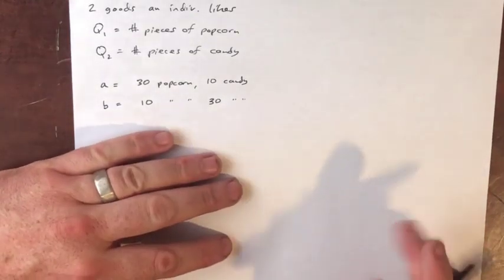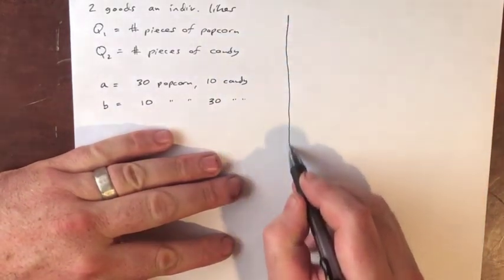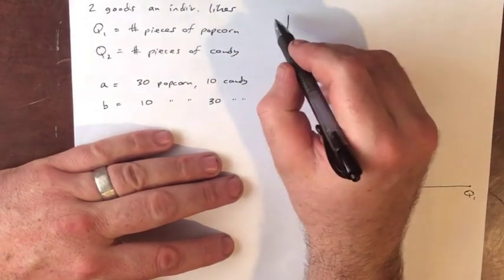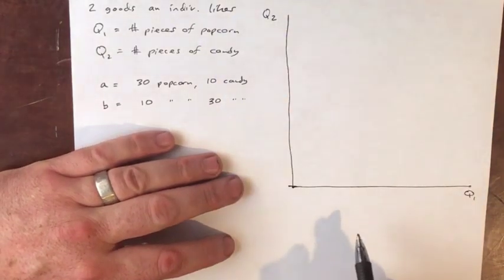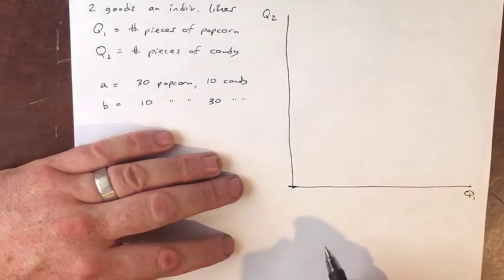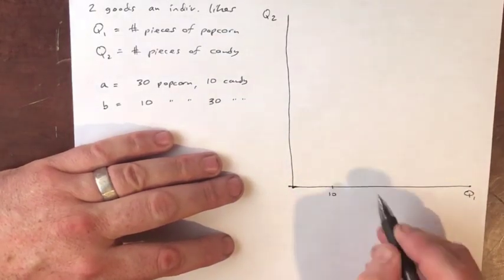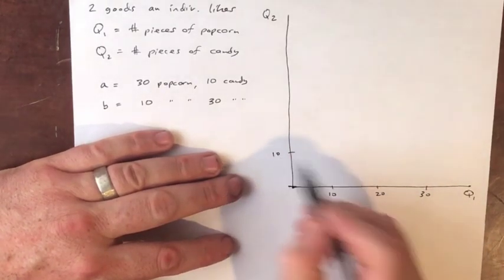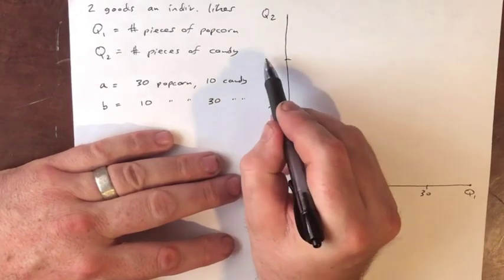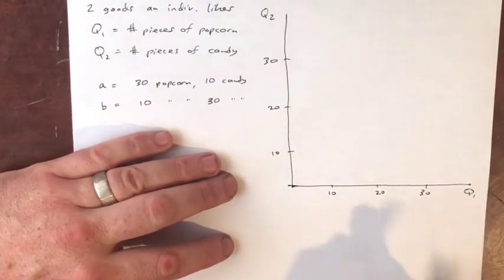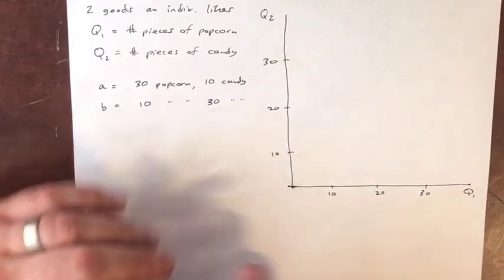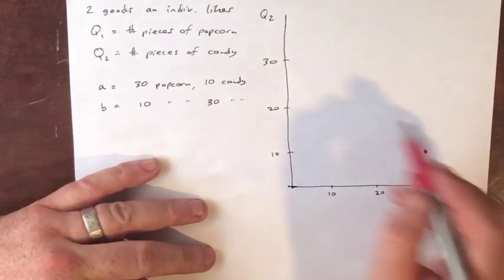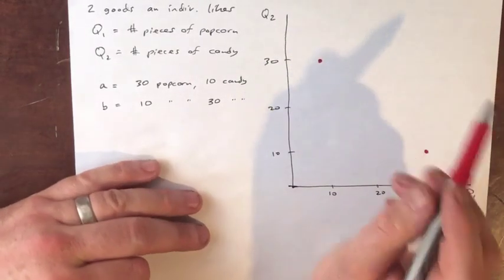Okay, so now let's make a graph of this, right? We're going to put Q1 on the horizontal axis and Q2 on the vertical axis, right? Popcorn and candy, okay? So we've got this kind of thing going on, right? The number of pieces looks like this, okay? 10, 20, 30, right? And what we've said is we've got two points here, okay? We've got point A right here, right? And we've got point B right here, okay?